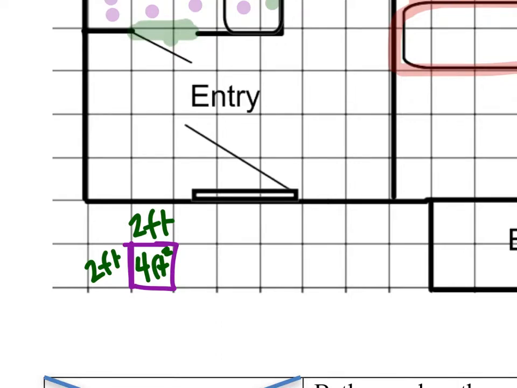So if I had 10 squares, like in, I guess it was kind of the bathroom, right? If you had 10 squares, you'd have 10 of these 4-foot squares, which would give you 40 square feet. If you had 100 squares, that would be 100 of these 4 square feet, which would give you 400 square feet. So that's why we're multiplying by 4. And that's why when we double length, it quadruples the area.